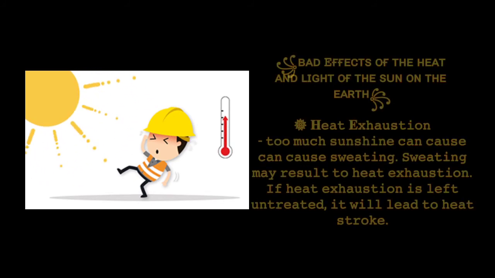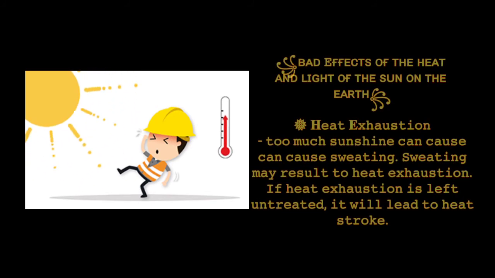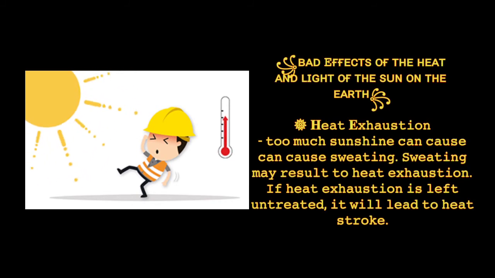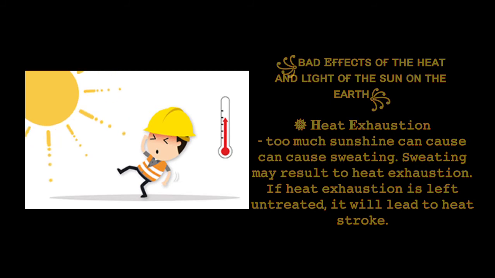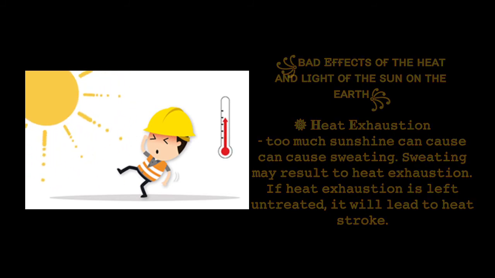The last one is heat exhaustion. Too much sunshine can cause excessive sweating. Sweating leads to the loss of water and essential salts in the body. This may result in heat exhaustion. If heat exhaustion is left untreated, it can lead to heat stroke. Heat stroke is the most serious heat-related illness and can be life-threatening. Heat stroke causes the temperature of the body to rise quickly.